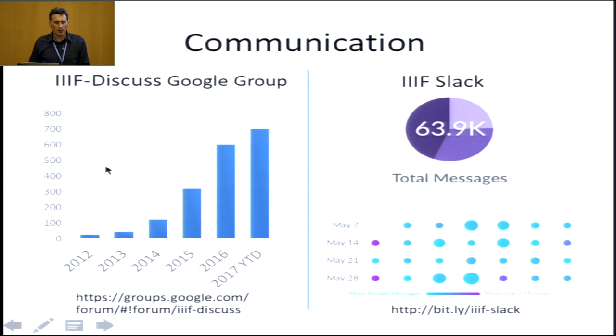Slack, which is an instant messaging platform, has also really taken off in the last year. Our Slack statistics show we have nearly 64,000 messages that have been exchanged. And if you look at just the pattern of usage across the week, you can tell that this isn't a once a day or once a week affair. This is actually something that is going on continuously. IIIF has become one of the major ways in which institutions, software developers, and researchers with particular needs are actually working together to advance their common interests.